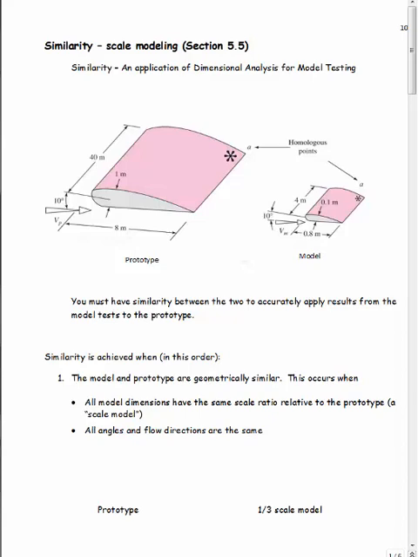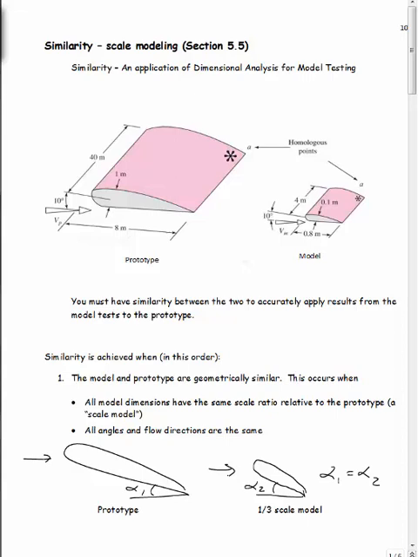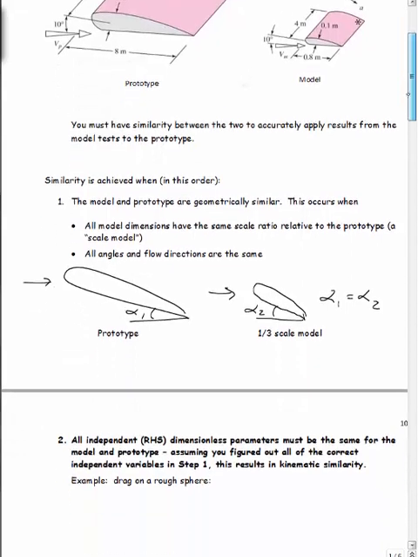So all the dimensions have to scale the same. The other thing you got to do is make all the angles and flow directions the same. So for instance, if you have a prototype wing, and it has an angle of attack of alpha 1, then your 1/3 scale model looks the same but smaller. You don't scale that angle of attack. The angles stay the same, alpha 2. So alpha 1 equals alpha 2. So angles stay the same, all the dimensions scale.